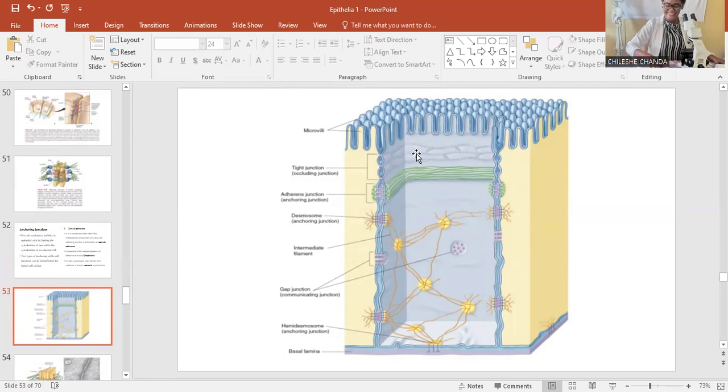These are occluding, like you can hear the word occluding. Now, this blue part here is one cell that has been opened at the back in order for you to see what is happening inside. This is another cell. This is another cell. The only difference is that these two cells have not been opened, but this one has been opened in order for you to see what is happening inside.